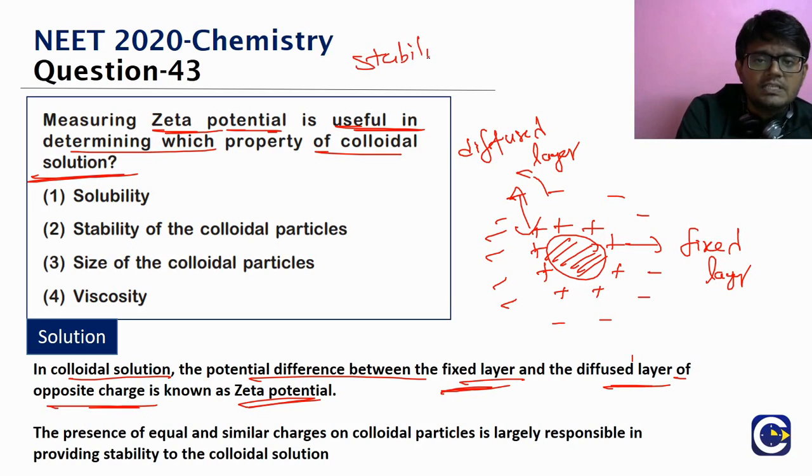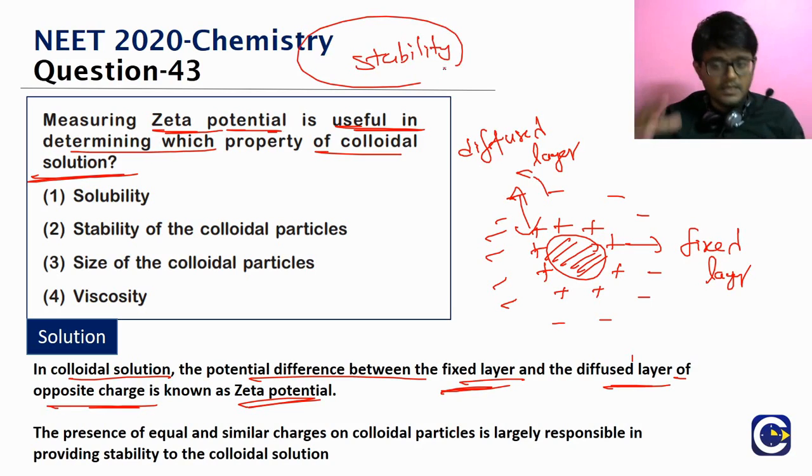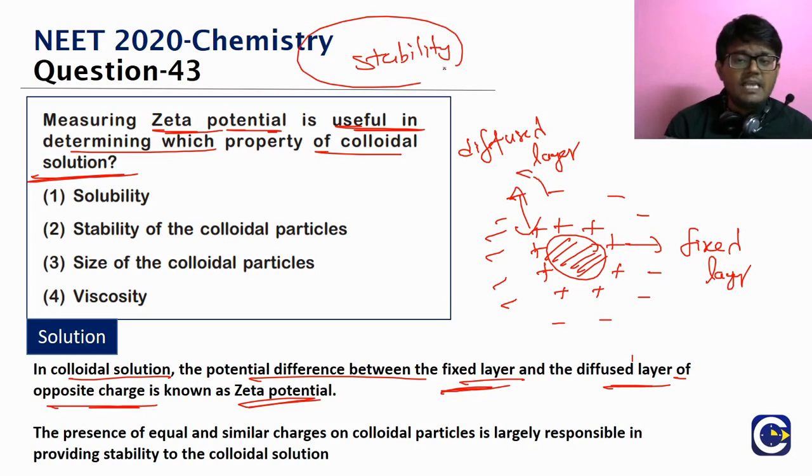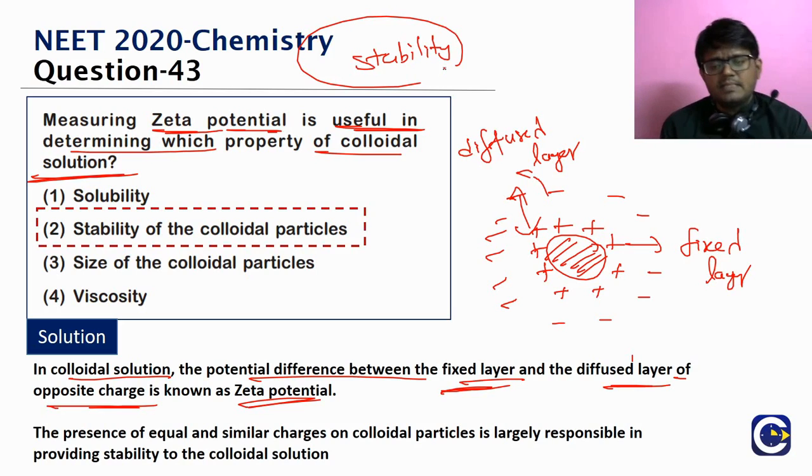So what is charge in general supporting? It supports the stability of the colloids, because every colloidal particle in that given colloidal solution will have the same type of charge. As the colloidal particles have a similar type of charge, they will be repelled away, and that will prevent the coagulation of particles. So the zeta potential value, right, it represents what? It represents the stability of the colloidal particles.